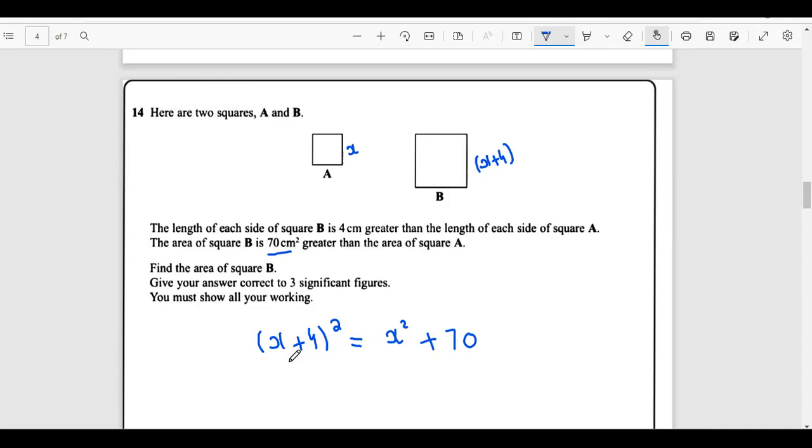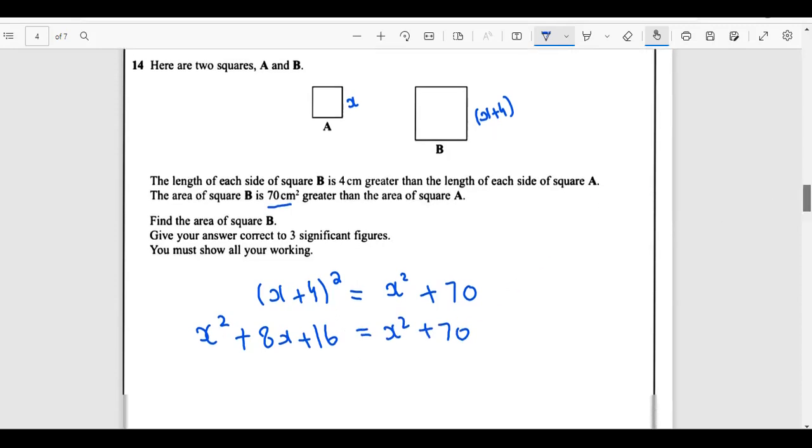Okay, but now let's try doing it together. How will we expand this equation? It would be x squared plus 8x plus 16. Do you remember in the last class I was talking about these identities? So you basically know how to solve it. And this would equal x squared plus 70.